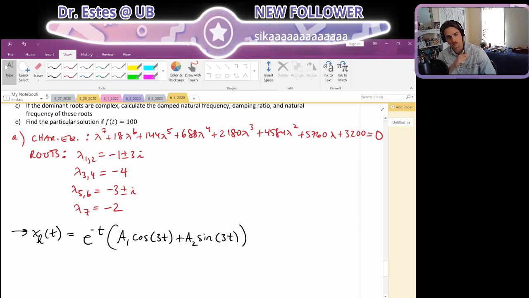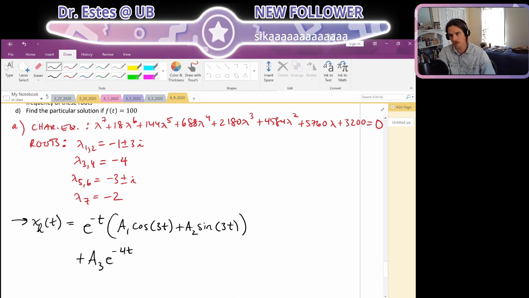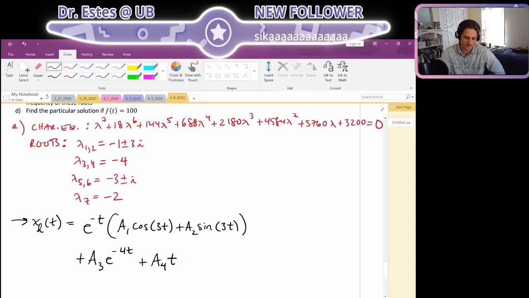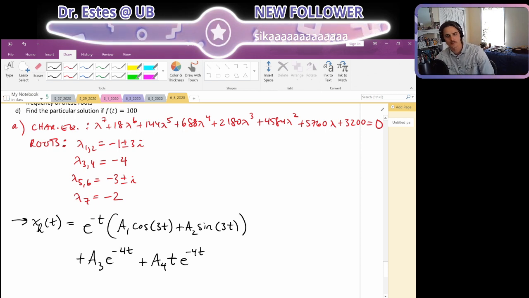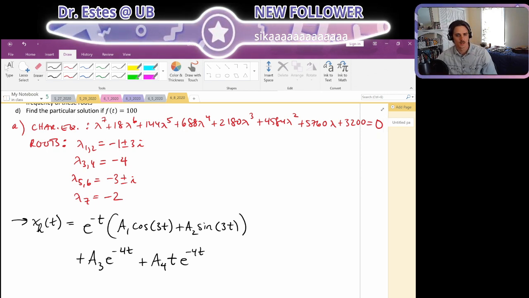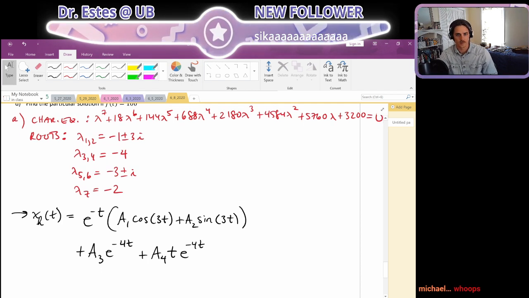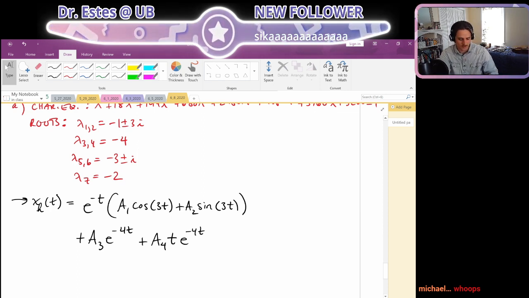And I guarantee a couple of you missed this critical detail. Or maybe you didn't. Prove me wrong. For this term, we need a t down here. Did you remember that? Anytime you have repeated real roots, you don't just write a3 e to the minus 4, a4 e to the minus 4. You need a t on one of those. That's what I'm talking about, Michael. Okay. So that one's a little tricky.